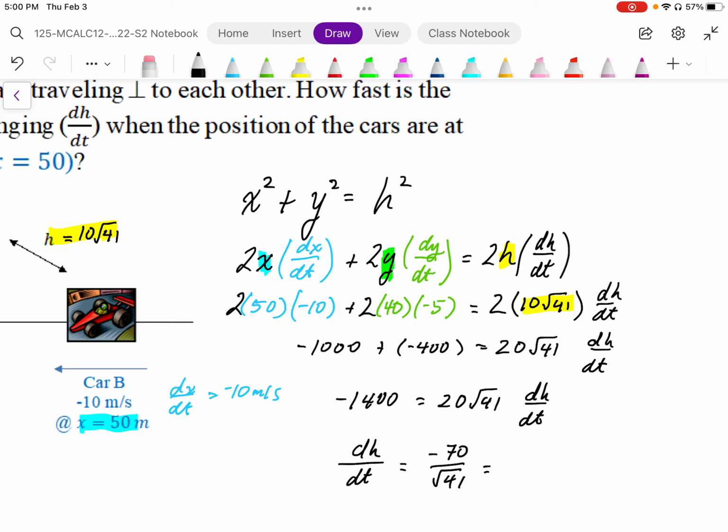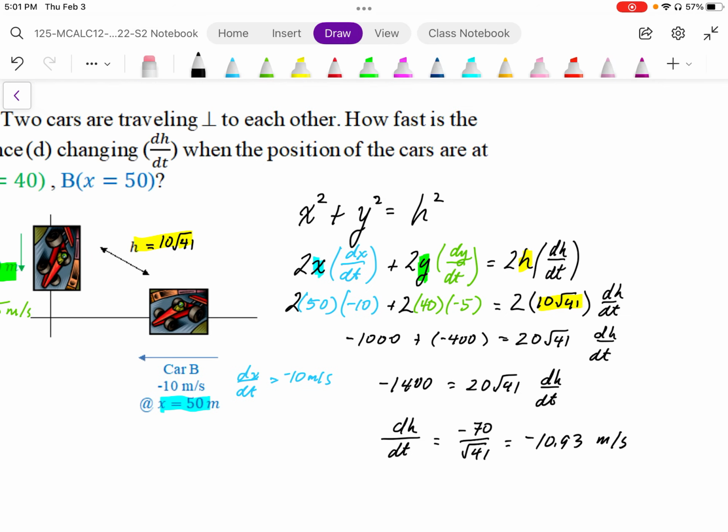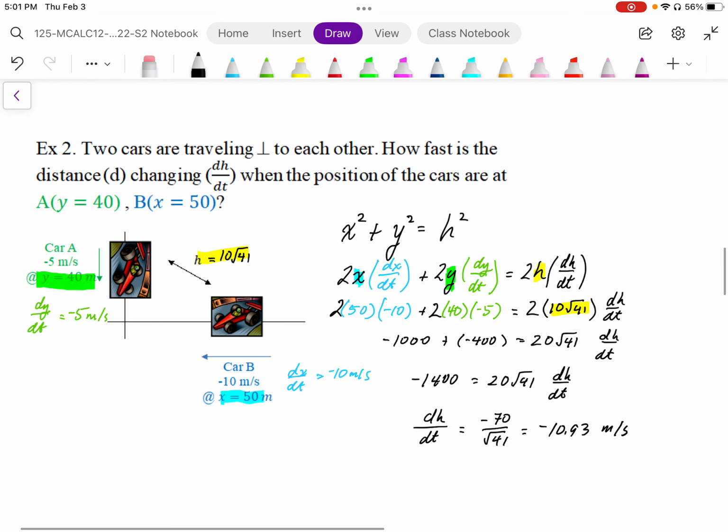And when I calculate this value, let me just see here on my calculator. On my calculator, I get negative 10.93, and that's going to be meters per second. Okay, so then if we actually go back to that animation, that looks like that was our initial position that we have right now, and that was giving us the same value.